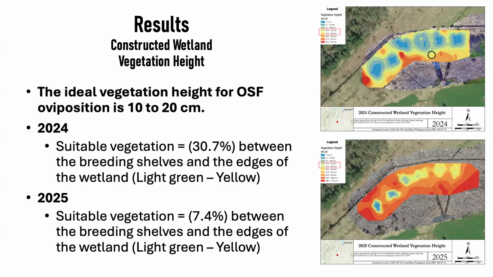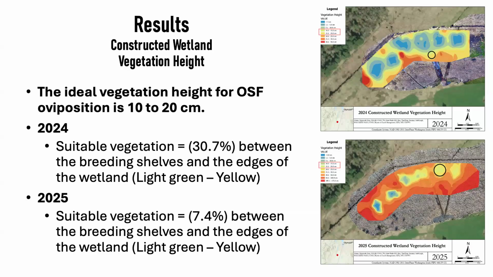And in 2025, it decreased significantly to 7.4%. And the suitable areas were, again, between the breeding shelves and the edges of the wetland, but they were a lot less significant. And I want to make a note about site conditions between the 2 years.